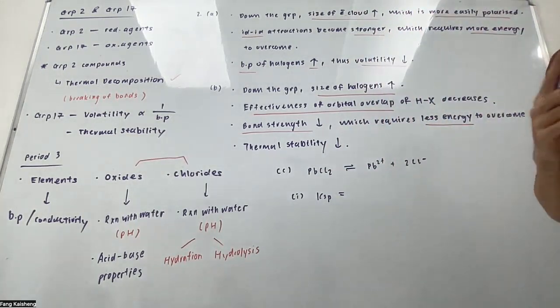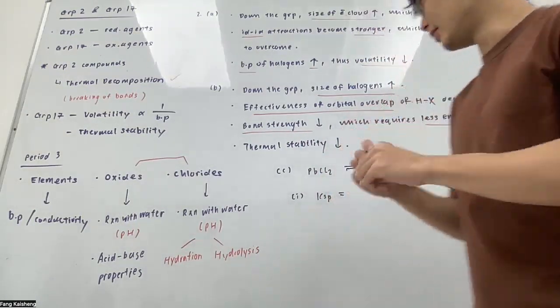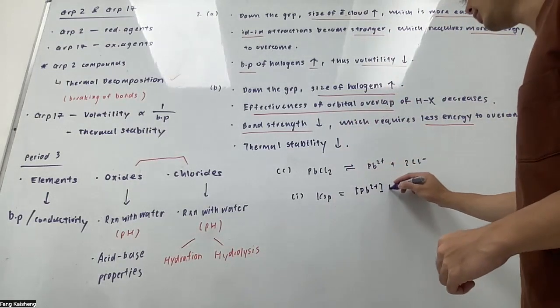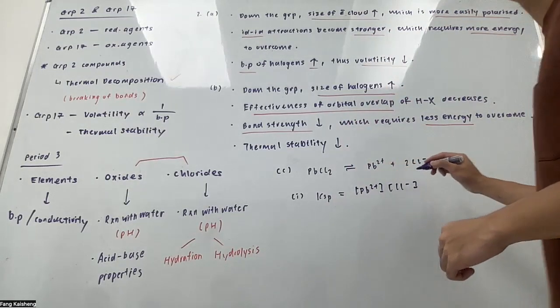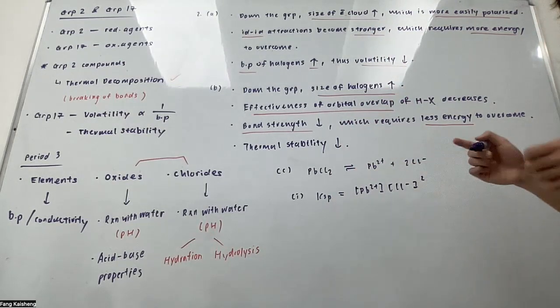Okay, it can be KC, can be KP, whatever. It's always products over reactants. The products in this case are Pb2+ and Cl-, squared. Yes, again, correct. The coefficients become the power.